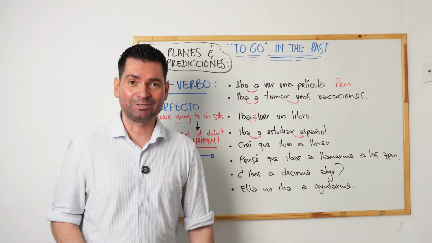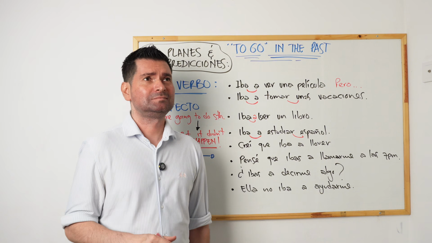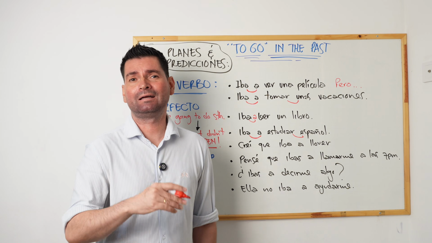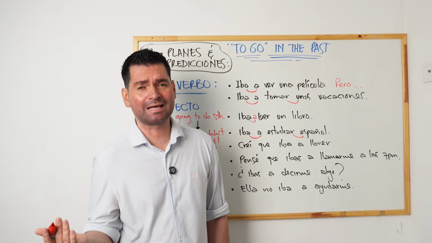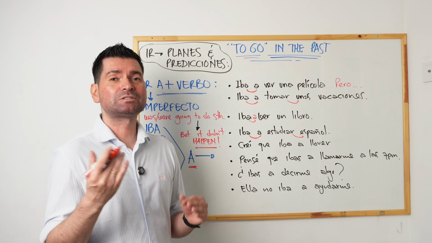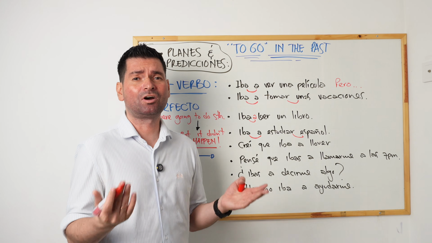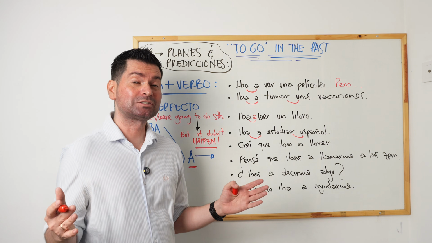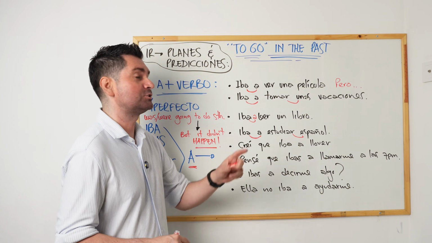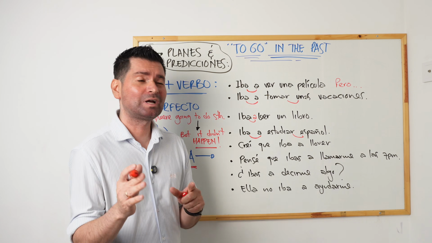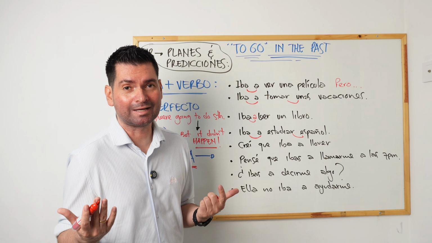Iba a estudiar español, pero tenía mucho trabajo. I had a lot of work. Iba a estudiar español, pero estaba cansado. I was tired. Iba a estudiar español, pero estaba desanimado. I was discouraged. There are all the reasons or excuses possible. So, iba a estudiar español. I hope you guys never use this sentence. But actually, we do all the time.